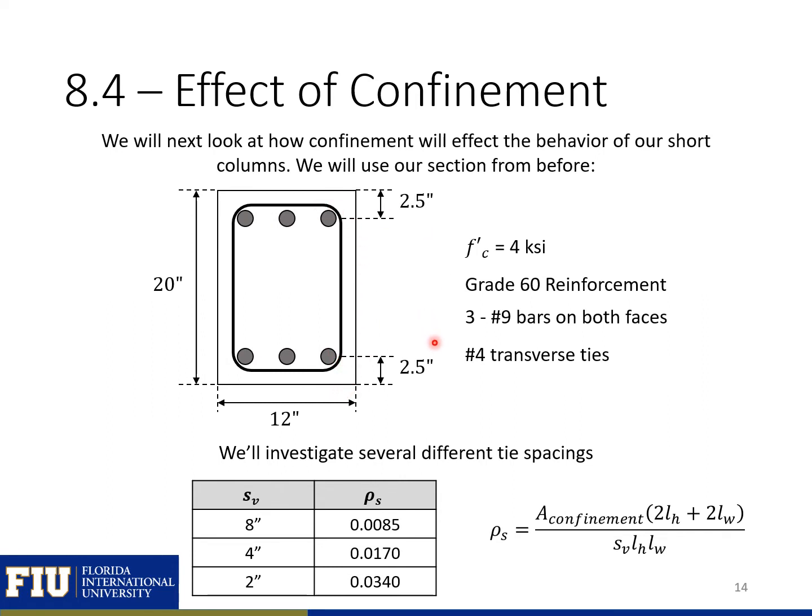Now we need to know some information on our transverse steel though. So we're going to say that we have number 4 transverse ties, and we're going to look at a few different spacings. These spacings are going to change the way that our concrete's confined. You can see they're all pretty close, so we'll have confinement effects for all of our columns here. We can calculate our rho sub s, or the reinforcement ratio for our stirrups, just by taking the total volume of our confinement reinforcement for one transverse tie, and dividing it by the total volume of concrete that's being confined.